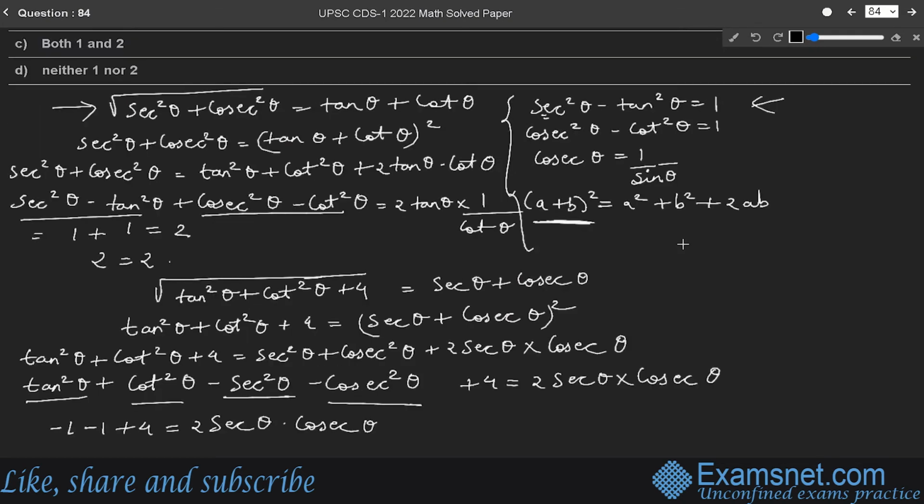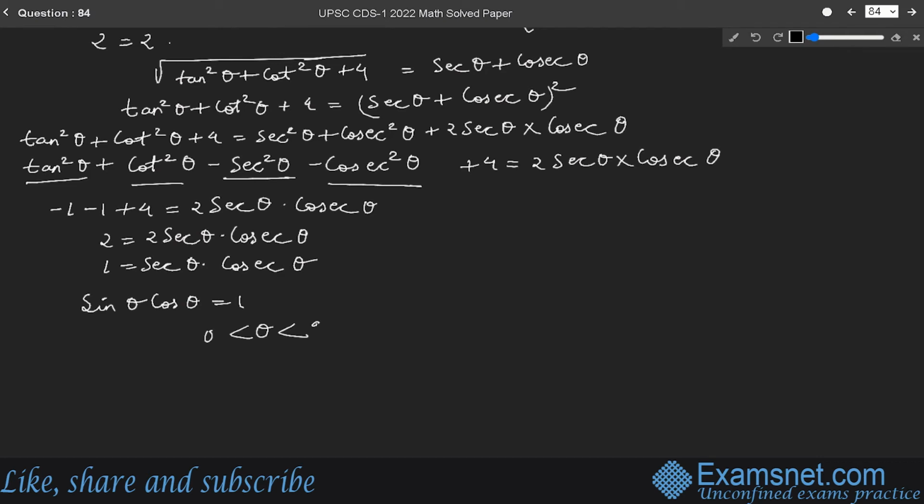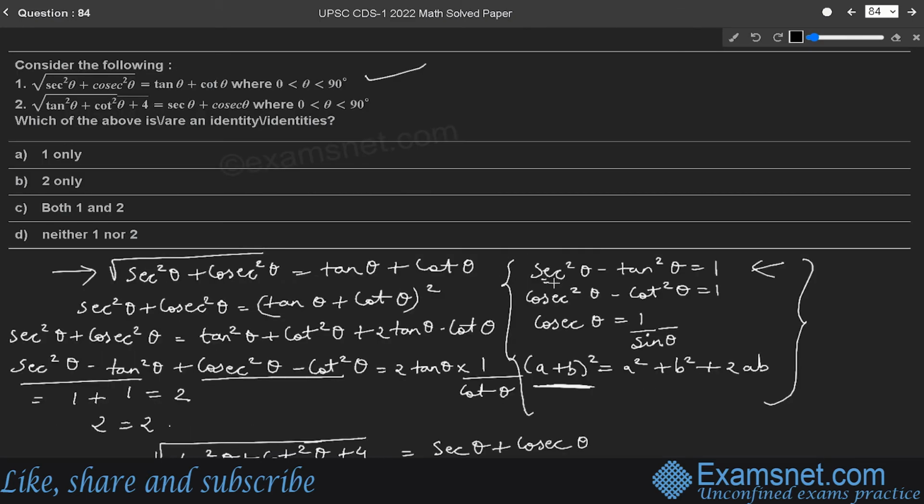See, we have already written the concepts here. So by using all this concept, we are solving this question. Further solving, it will be 2 is equal to 2 sec theta into cosec theta. So 1 is equal to sec theta into cosec theta. We know that sin theta into cos theta equal to 1 is not possible because it is given that theta lies between 0 and 90 degree. Therefore, we can say that statement 2 is wrong. So for this question, only the first statement is correct. Therefore, the answer for this question is option number A, 1 only.